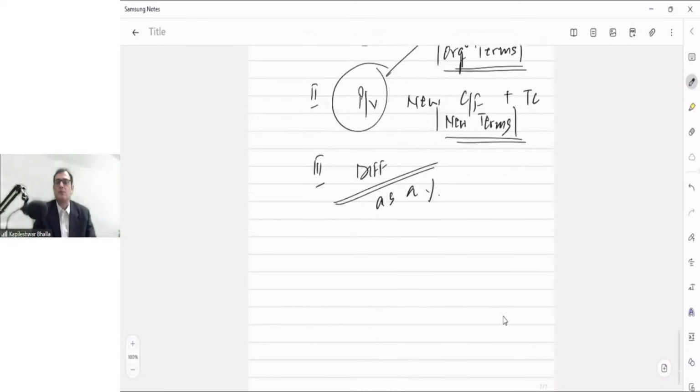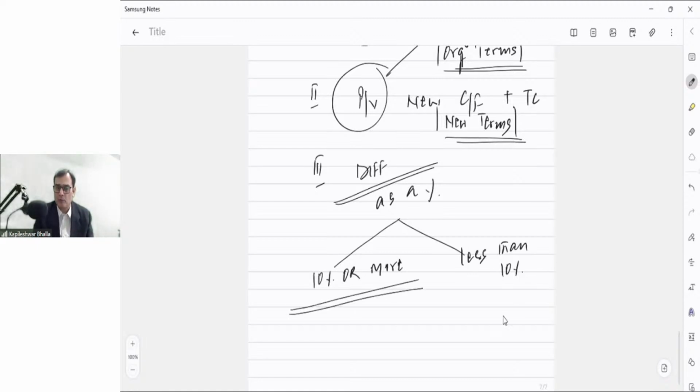Now, depending upon this percentage, you could get two outcomes. Either the variation is 10% or more, or the variation is less than 10%. If the variation is 10% or more, the standard says we need to apply the concept of what we call extinguishment accounting. The word extinguishment means that you extinguish, or remove, the financial liability from the books of accounts.